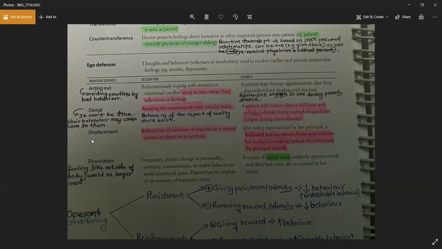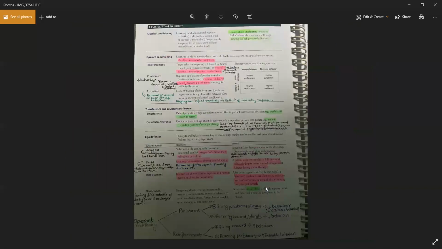A neutral one, which is your junior. And if it's a superior person, like a boss scolding the receptionist, or a teacher scolding the husband, because they can project their feelings on them and they cannot do anything about that, right? Yes. Thank you. That is the main difference between acting out and displacement. Any more doubt? No, thank you.